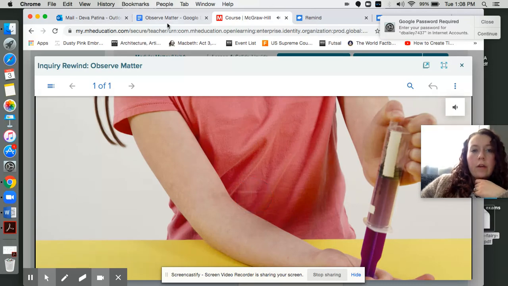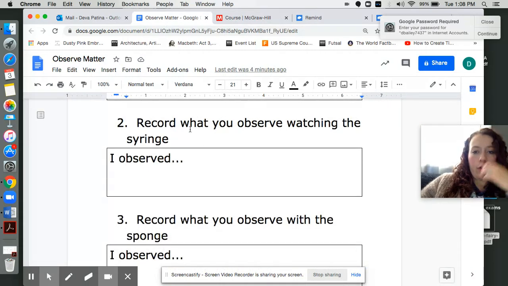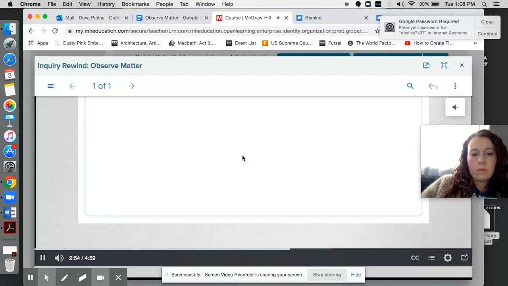All right, I want you to go ahead and think about what you observe from watching the syringe. So go ahead and fill in the blank. I observed blank, blank, blank while watching the syringe. Record your observations in your notebook. When you finish recording your data, then select Continue.